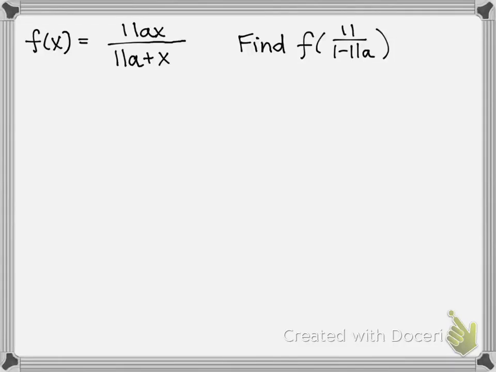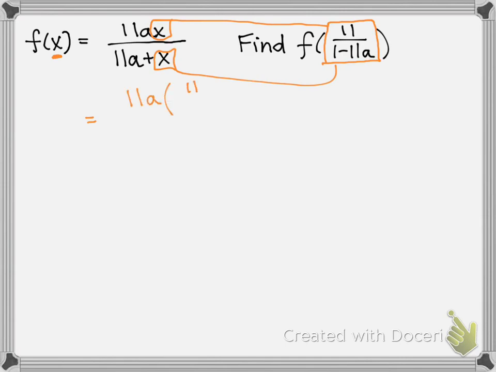For this problem, we're going to evaluate this function at a little bit more of a complicated quantity. So note that f is a function of x. So this input is the quantity of 11 divided by the quantity 1 minus 11a. And everywhere there is an x in our function, we're going to substitute that value and clean it up and evaluate it. So what we have is 11a times 11 over 1 minus 11a.